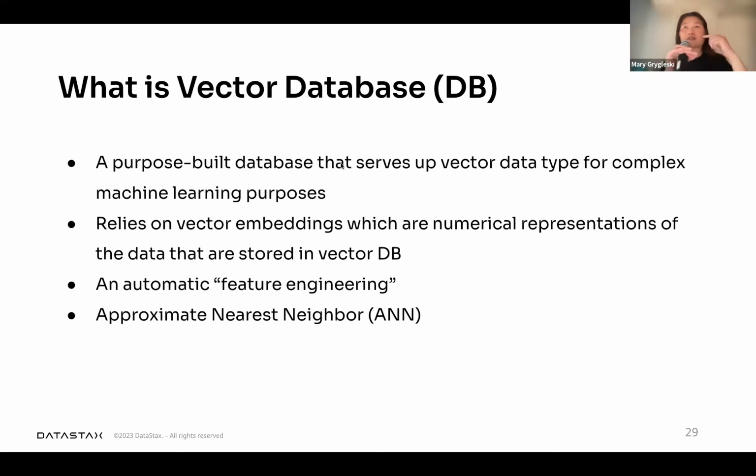And there are also different algorithms that you can use. In our Cassandra database, or our Astra database too, we're using approximate nearest neighbor, ANN, as the mechanism to do the matching.